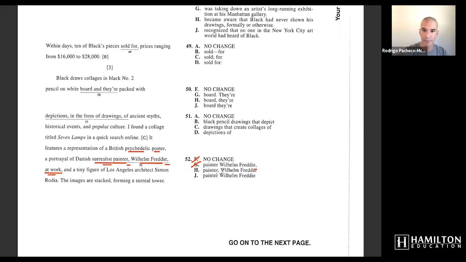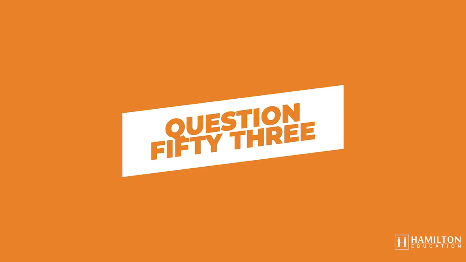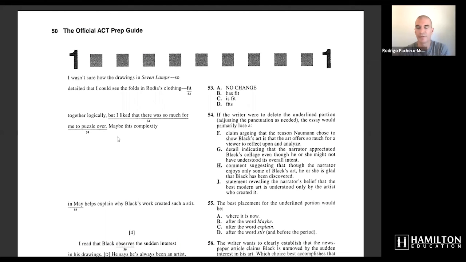With H, the problem here is the comma between the adjective and the noun. Again, J is our correct answer because we don't need any punctuation here. And if we can't think of a rule that tells us that we need to add a comma, then adding that comma is probably going to be incorrect. And again, this is why J is our correct answer, because in this case, we don't want to add any punctuation. Question 53 is a verb question. In particular, this is about subject-verb agreement.